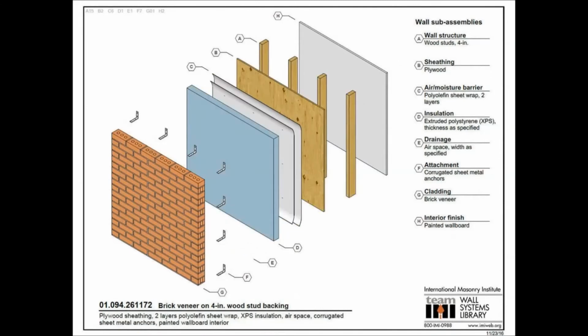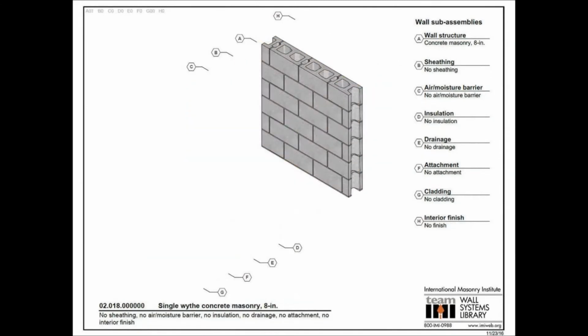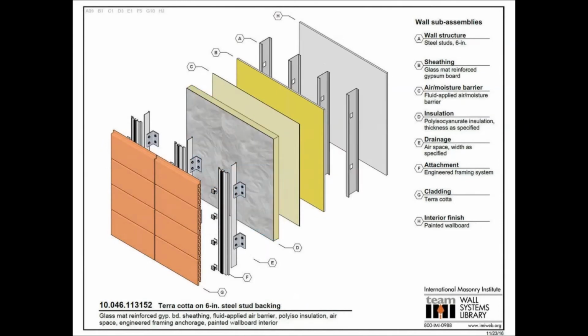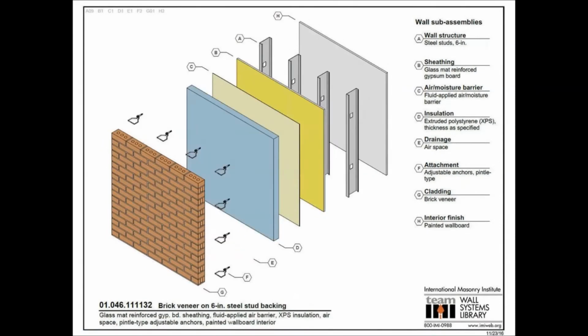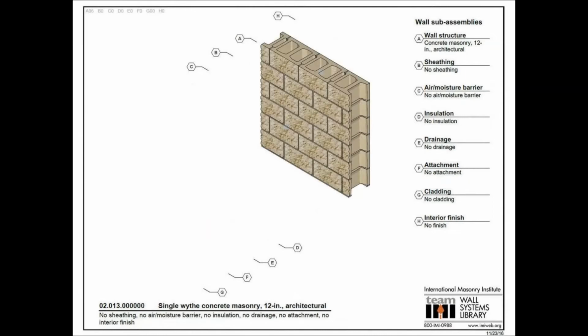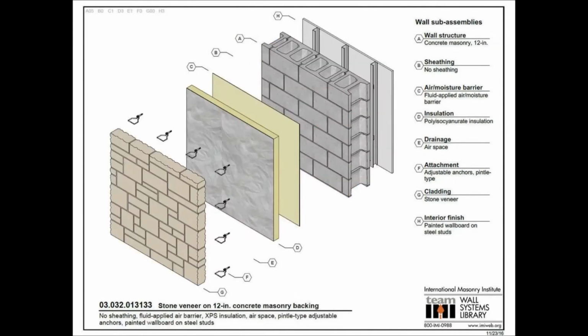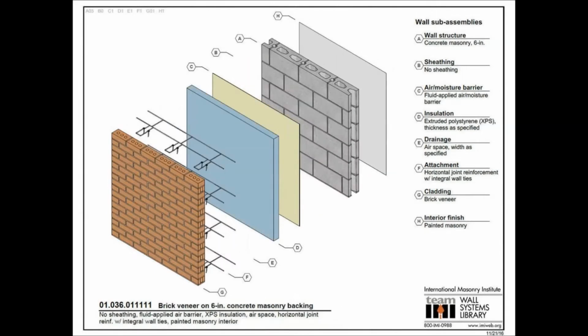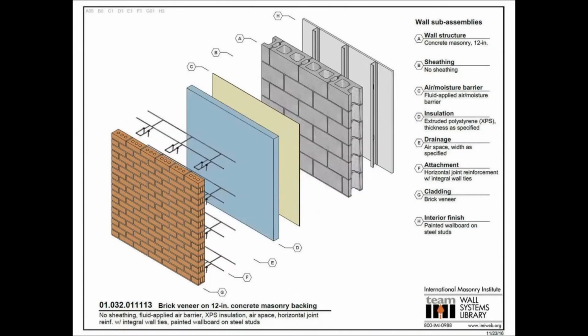And this is just kind of a gift to show you different combinations of materials in anchored veneer and single wythe, and we also now have adhered veneer options that I'll demonstrate in a minute. So I think you can see where we're going with this. There are hundreds of thousands of combinations of materials you can put together.